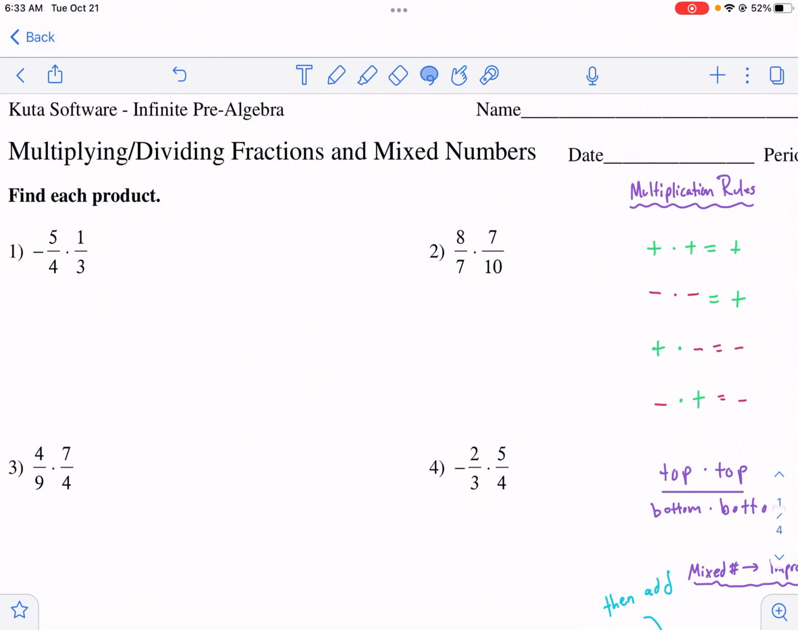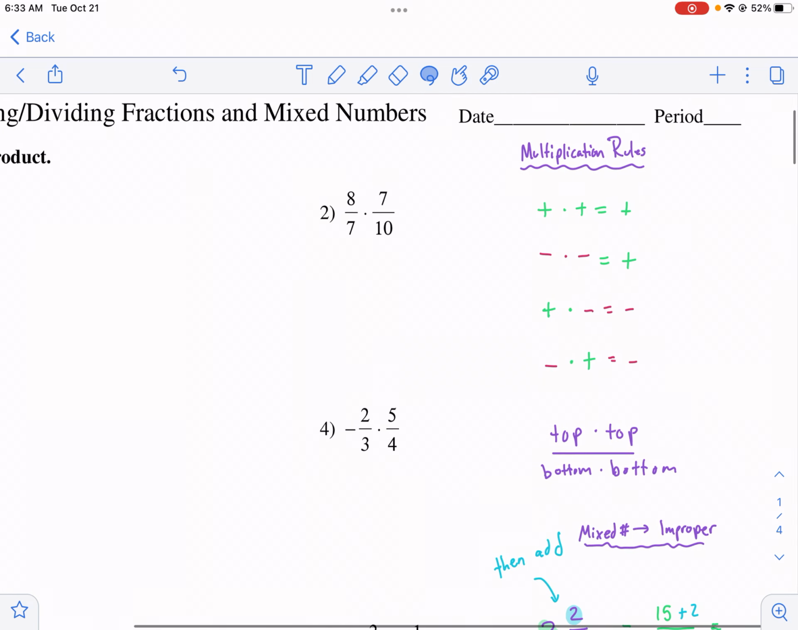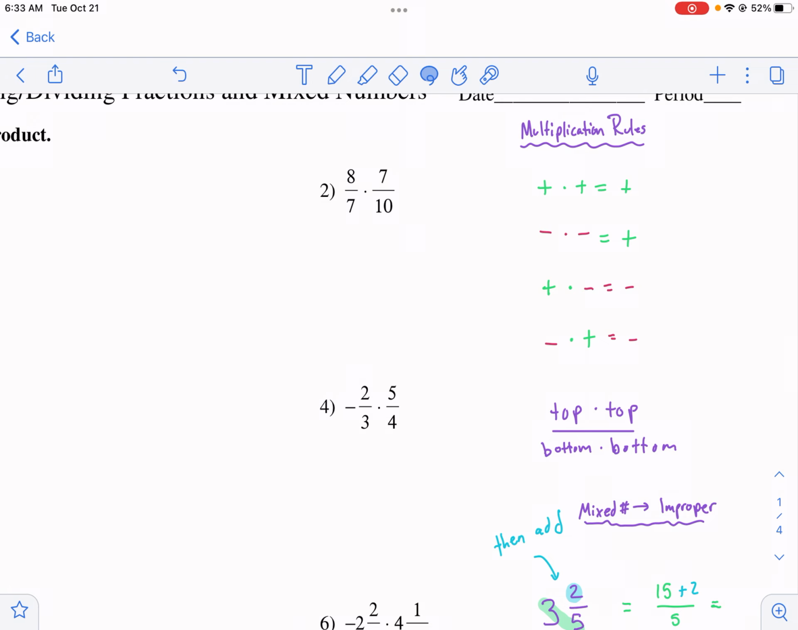Hi, this is Mr. West, and today we're doing a multiplying/dividing fractions and mixed numbers Kuta worksheet tutorial. We're going to start with some notes, if you will. If you're interested only in the division part of it, you're going to want to skip ahead, and I'll go over the division section separately.